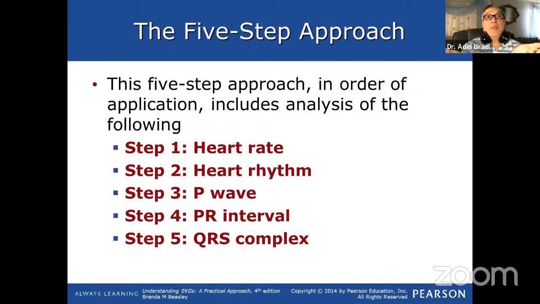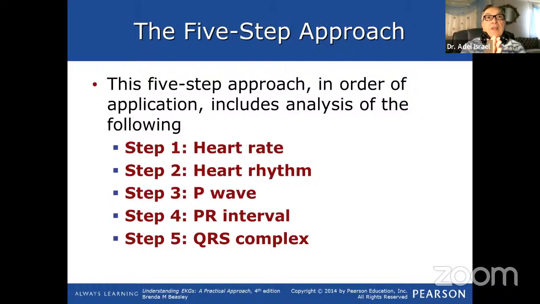What about the fourth step? I need to look for the PR interval. We mentioned what the PR is. It is the distance from the beginning of the P wave till the beginning of QRS. And we mentioned that the normal value of the PR interval is from 0.12 to 0.20 second, or in other words, from 3 to 5 small boxes. I'm talking very slowly to help you follow me, okay?